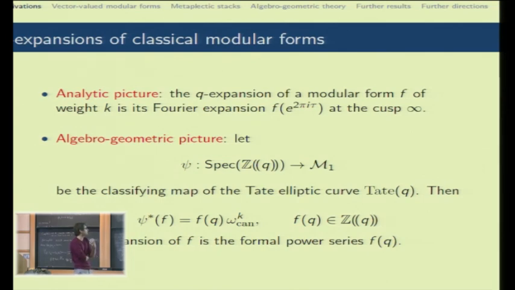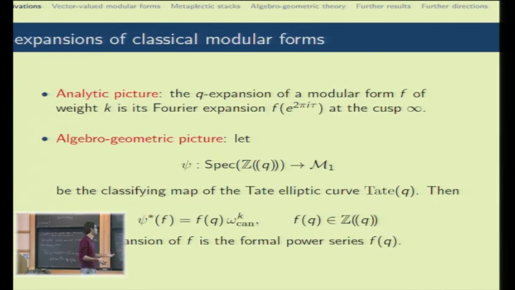That comes from pulling back these sections over the Tate curve. So there's a special elliptic curve called the Tate curve over this ring of Laurent series, and that's classified by a map to the moduli stack. When we pull it back, it turns out that the Hodge bundle is trivial and, moreover, it's got a canonical generator called omega can. And what you get is, in this way, you can canonically associate to a modular form a Laurent series in this ring. And that is the Q expansion of your modular form.